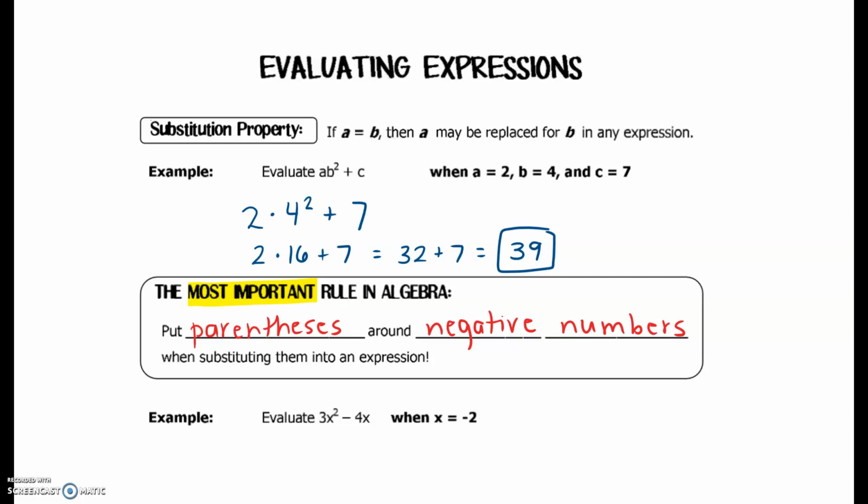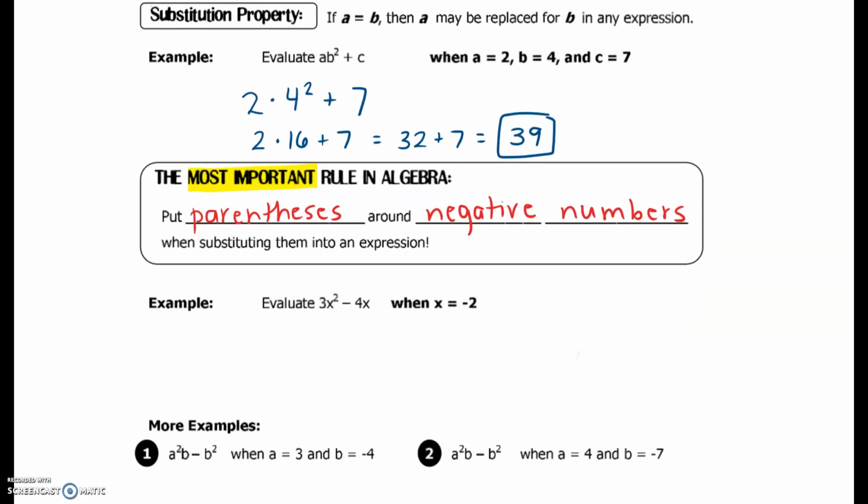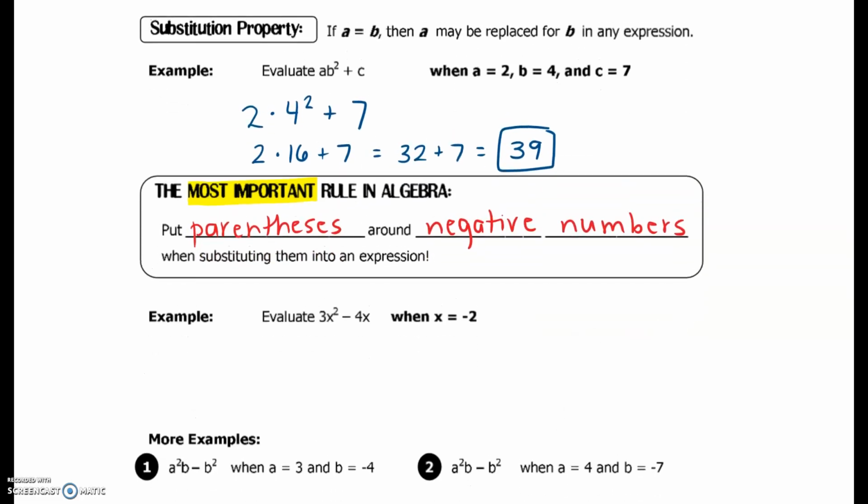Now, my suggestion would be just to get in a habit of every time you substitute numbers, utilize parentheses, whether they're positive or negative. It's a good habit to get into to avoid mistakes down the line. So you'll notice our first example, we're asked to evaluate 3x squared minus 4x when x equals negative 2. So I keep the 3 and I will substitute negative 2 in parentheses for the x value.